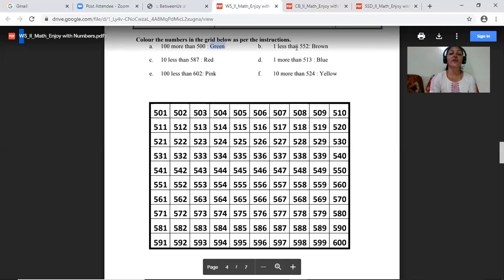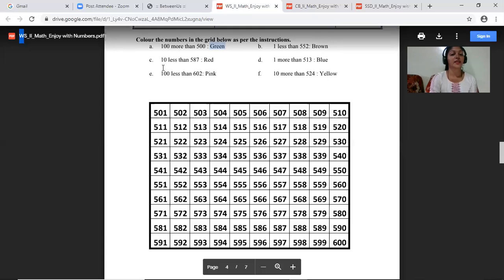1 less than 552. First you see where is 552. Now what is 1 less? 1 less than 552. What is the answer? 551. And which color should you give it here? Brown. So you have to color brown there. I hope it is done.